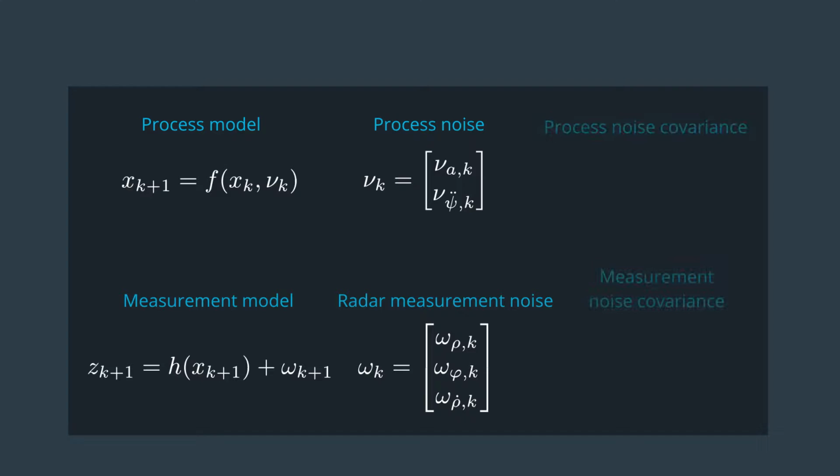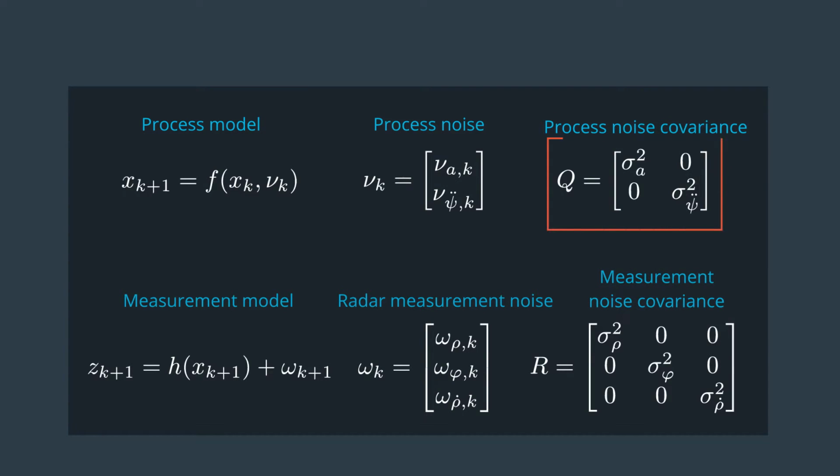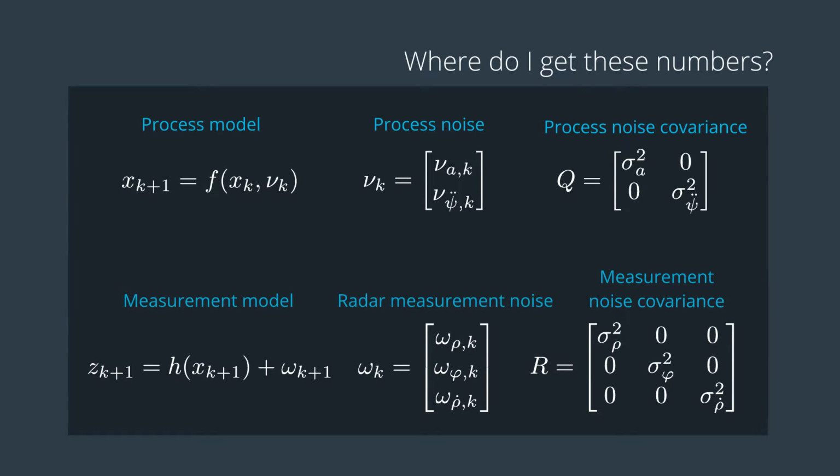We also quantified the noise with the process noise covariance matrix and the measurement noise covariance matrix. So these are the variances of the noise, and they quantify how strong the noise is. But we haven't discussed where we get these values from.